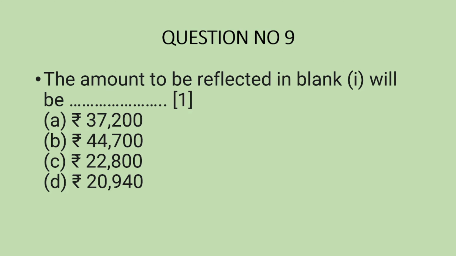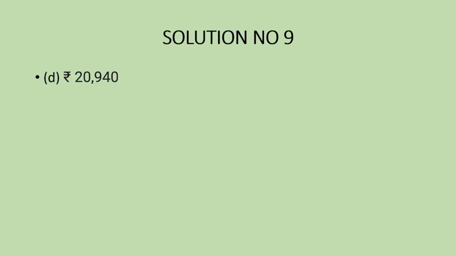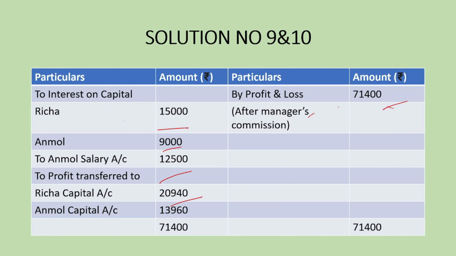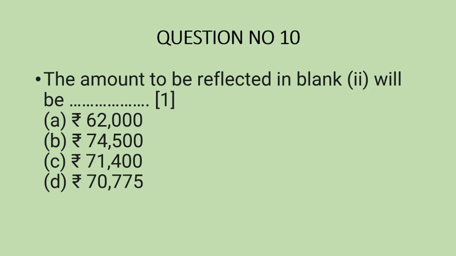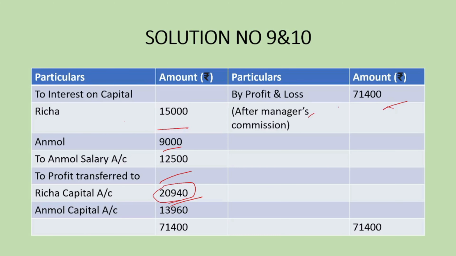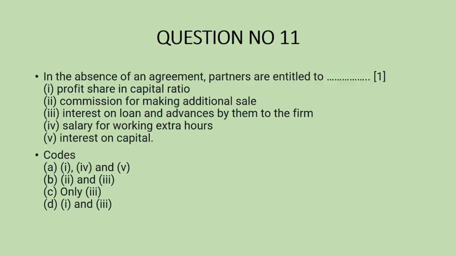So they are asking in the question the amount that is reflected in blank 1 will be 20,940, as we see over here that recharge capital account is 20,940. And next question, that is 10, we can see here what will be the amount reflected in blank number 2. That is, if we see from this table, we find it is 71,400.